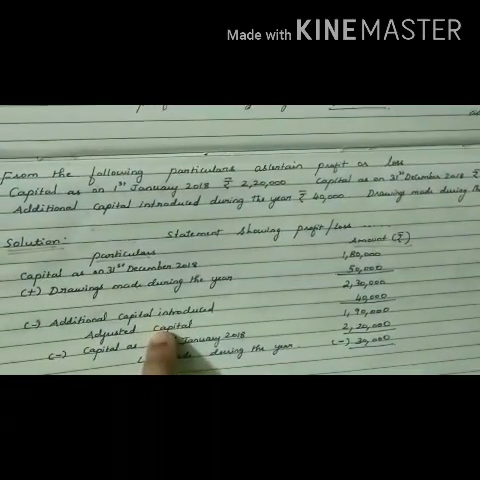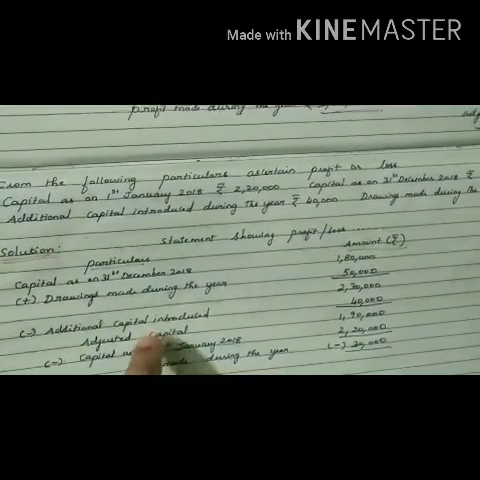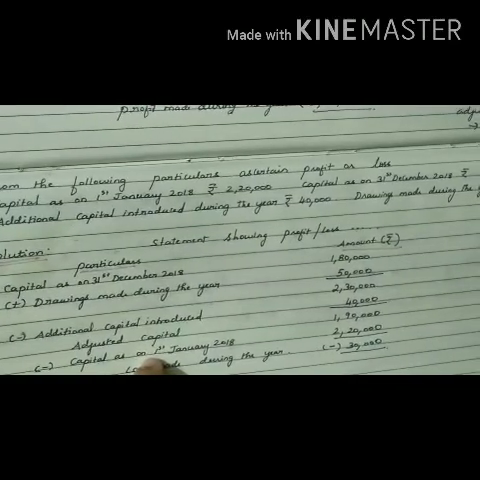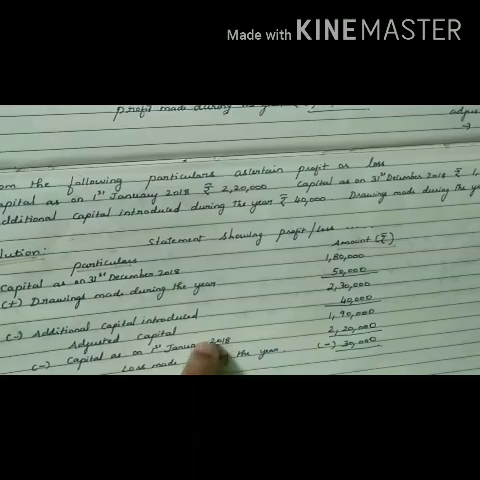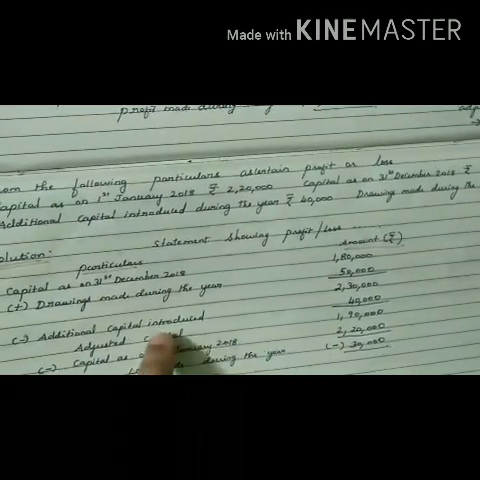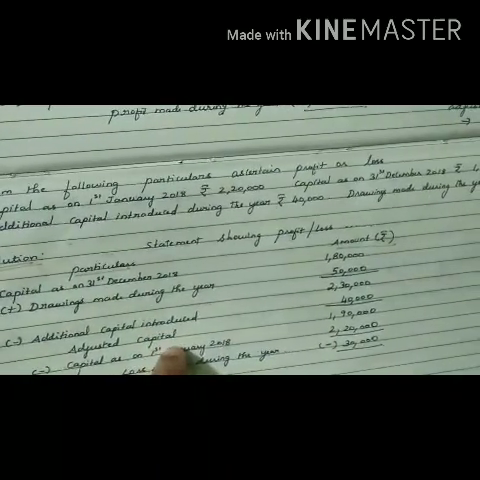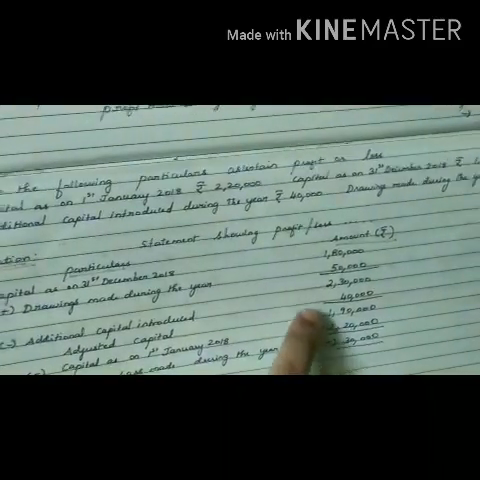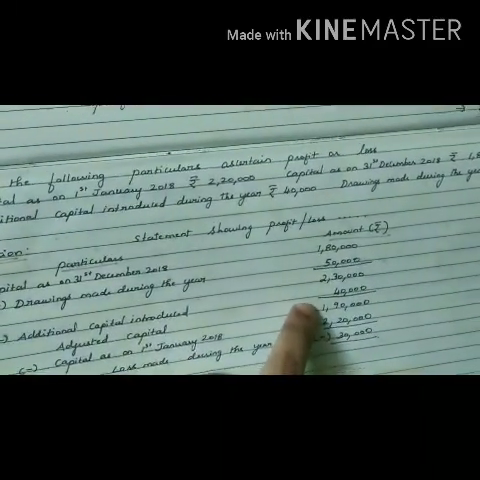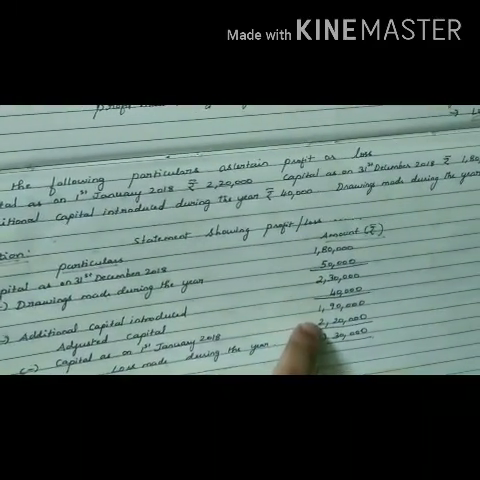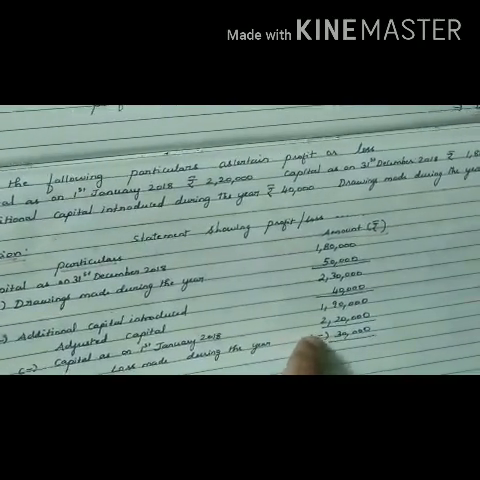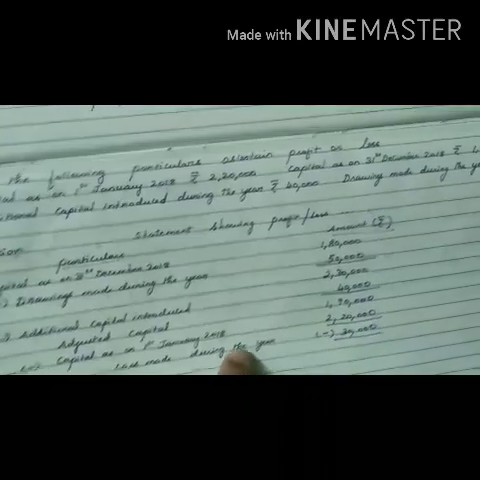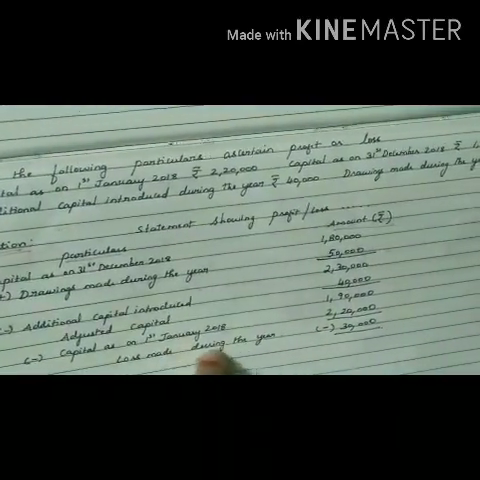Now we are going to compare this adjusted capital with the capital as on 1st January 2018, which is your opening capital. Adjusted capital minus opening capital. Here in this case, the adjusted capital is less and the opening capital is more. So you get a negative figure of 30,000. This negative figure of 30,000 will be your loss made during the year.